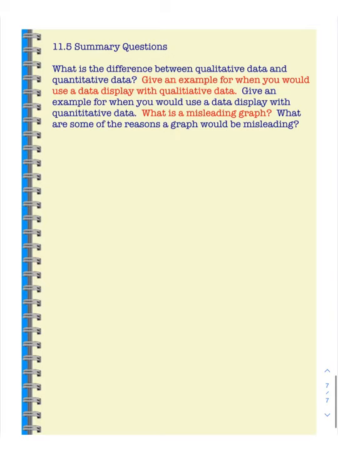All right, so some summary questions for you. What is the difference between qualitative and quantitative data? Well, quality means categorical, it's categories, and quantitative, so quantity, means it's numbers. All right, give an example for when you would use a data display with qualitative data. Well, qualitative or categorical data is better shown with a pie chart or a bar graph. Give an example for when you would use a data display with quantitative data. This is number data, numerical data, so box and whisker plots, stem and leaf plots, histograms, things that represent numbers.